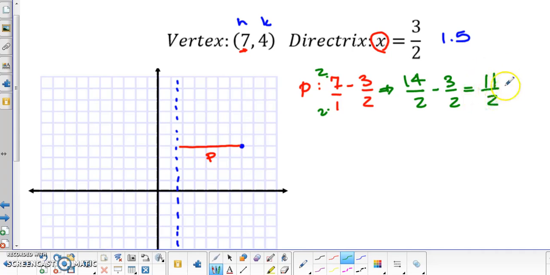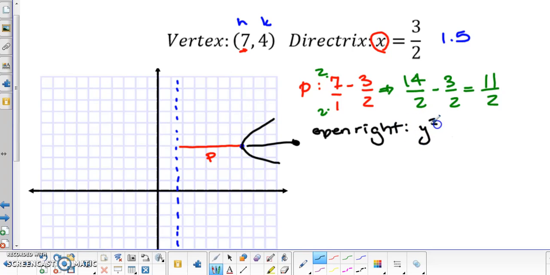Now we need to figure out if this is going to be positive or negative, in which direction my picture is going to be opening. My parabola is going to be opening to the right, because that's the opposite direction from the directrix. So I'm going to be going this way to get my focus. So if I open right, I have a y squared. If I open right, my p-value is positive. So that works right there. I can just leave it as 11/2. If I had made this 3/2 minus 7, I would have gotten -11/2, and I would just need to know that I would have to switch my p-value to being positive.